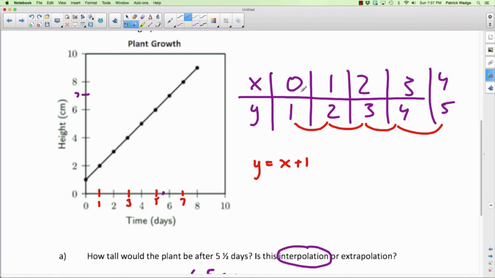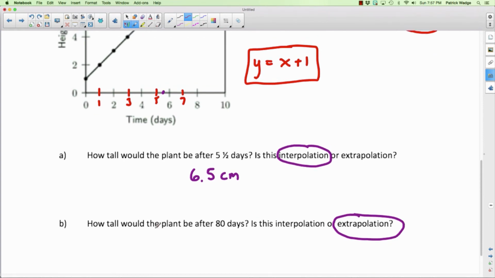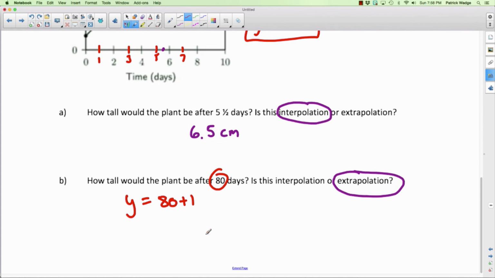I mean, another way, if you just look at it, look at all the y's. They're 1 more than the x. 0, 1; 1, 2; 2, 3; 3, 4; 4, 5. So this is our equation right here. Great, now that I have that, it's going to be very easy to figure out how tall it would be after 80 days. I just take 80 and plug it into the x. So I get y equals 80 plus 1. Well, 80 plus 1 is 81 centimeters.